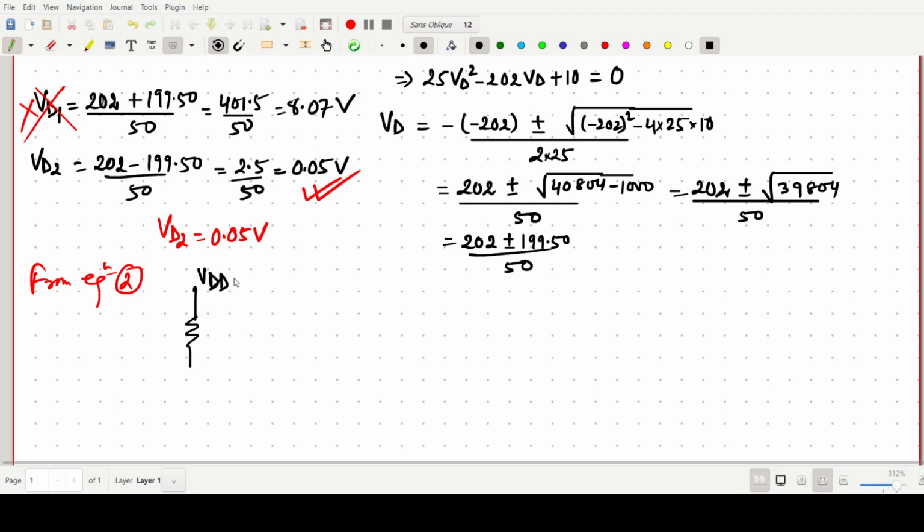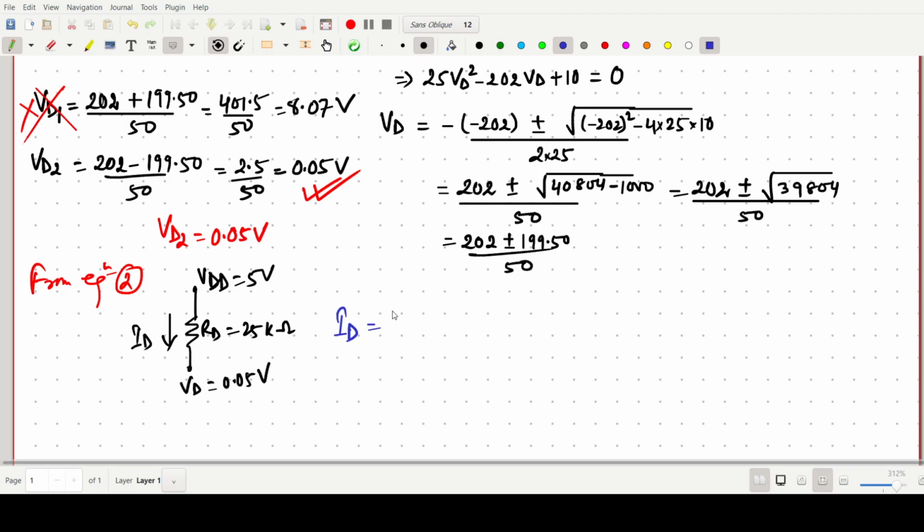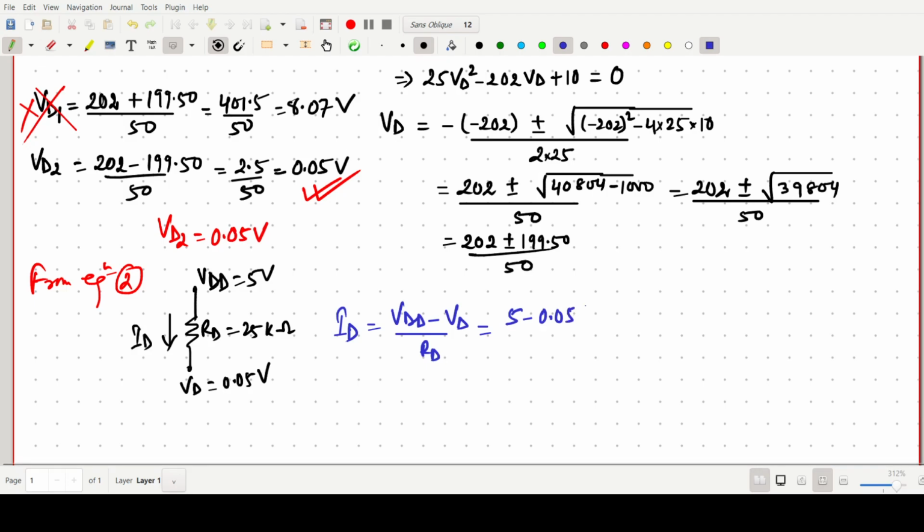This one is VDD, that is our 5 volt. VD is now known to us, 0.05 volt. ID value we have to find. And RD value is given as 25 kilo ohm. So we have to find this ID. We can also use the ID equation in the linear region, that is our equation 1, but this one will be very easy. So ID value will be, by simple network concept, VDD minus VD divided by RD. So this should be 5 minus 0.05 divided by 25 kilo ohm.